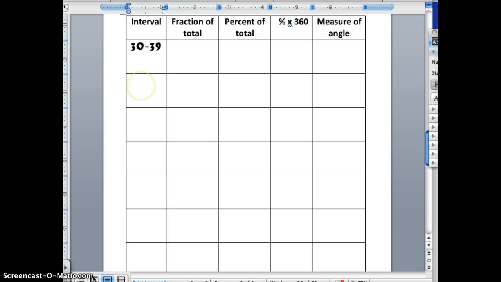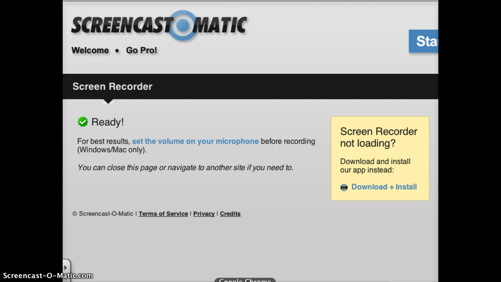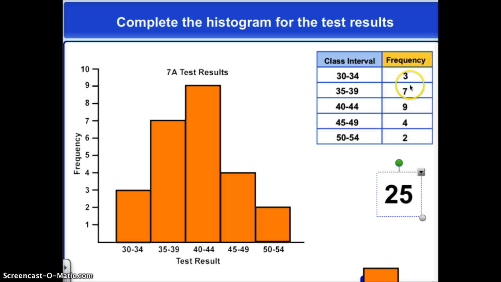If you chose 30 to 34, you can do the same thing. We'll make this 35 to 39, and so on. What fraction is this of the total? So we'll go back to our histogram and our frequency table, and our 30 to 34 frequency is 3 out of 25.